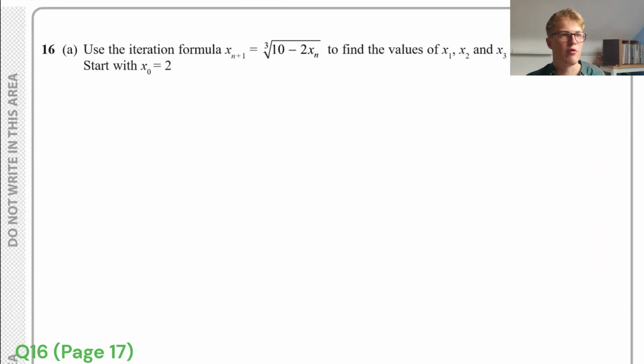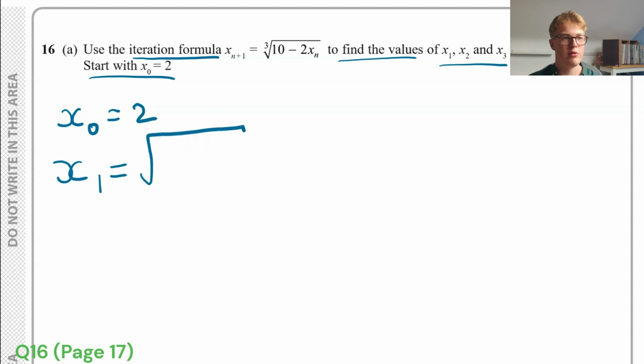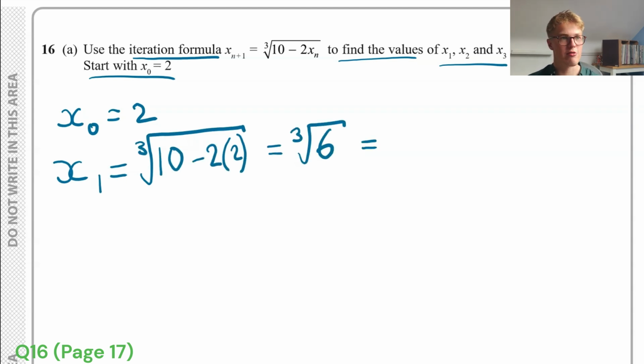Use the iteration formula x n plus 1 is equal to the cubed root of 10 minus 2 x n to find the values of x1, x2 and x3. Start with x0 is 2. So x0 is 2, and therefore x1 is going to be the cubed root of 10 minus 2 times 2, because we're swapping x n with x0.